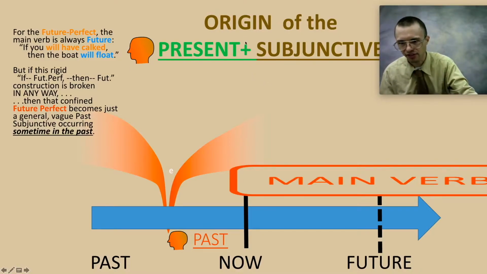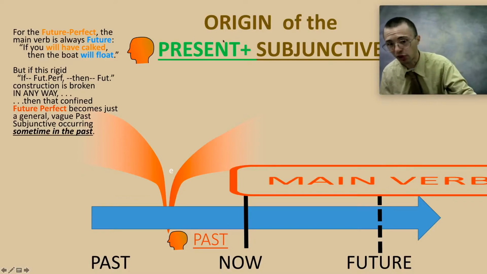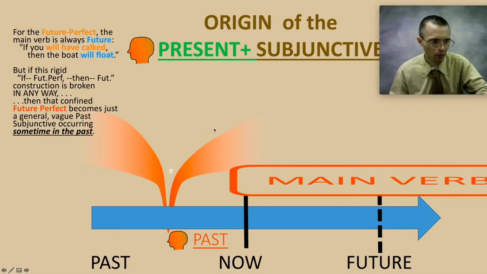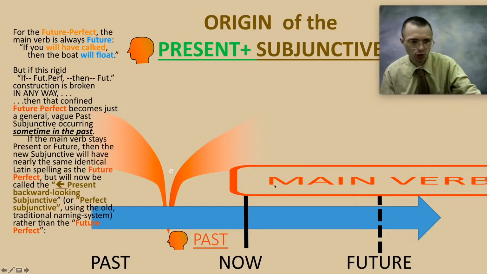Remember also that this tense is not just present. It could also be a future main verb. So really I could call it the present or future backward-looking subjunctive, but I didn't want to say all that. So I just say the present plus, to distinguish it from past subjunctives. If the main verb stays future or at least present, then the new subjunctive will have nearly the identical Latin spelling as we saw on the previous slide, but it will now be called the present backward-looking, or by the old system, perfect subjunctive, rather than the future perfect indicative.